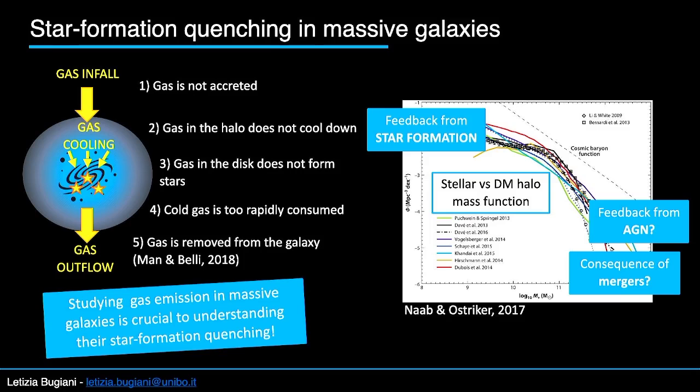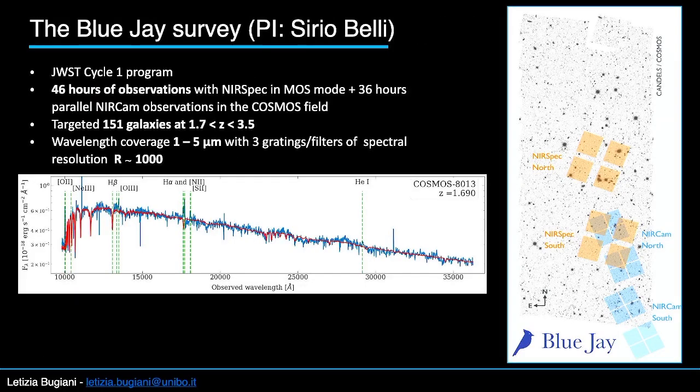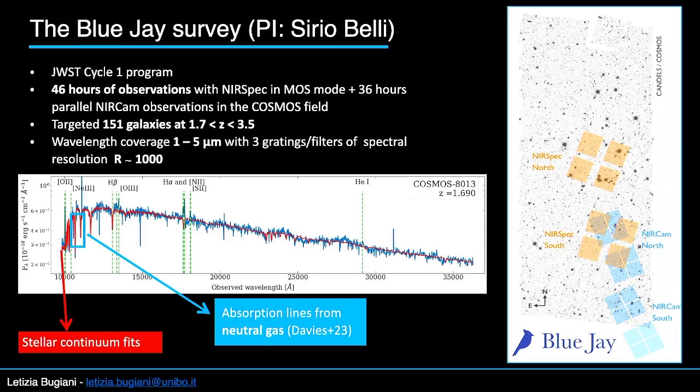So this is why we selected a sample of quiescent galaxies from the BlueJay survey catalog. This is a Cycle 1 JWST observational program that targeted 151 galaxies at cosmic noon in the COSMOS field, obtaining both NIRSpec MOS observations and parallel NIRCam observations. And here you can see one of the spectra of a quiescent galaxy. I think it's very beautiful. You can really see the absorption lines clearly, from which we can get constraints on the stellar continuum. But we can also see some absorption lines from neutral gas, which have been studied by Dr. Rebecca Davis. And what interests me is that we actually can see some emission lines from ionized gas.